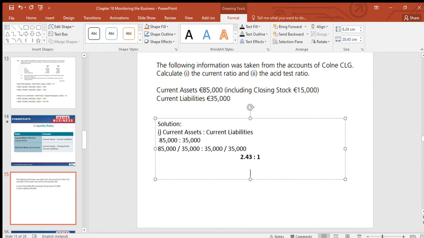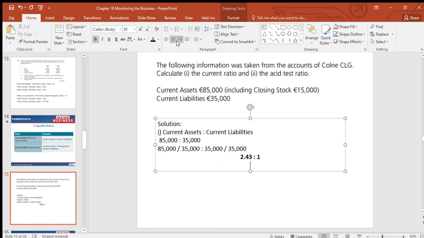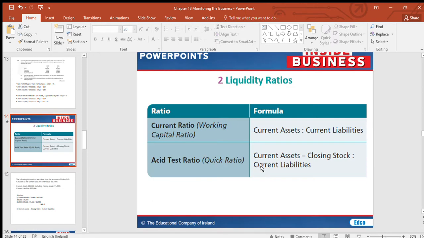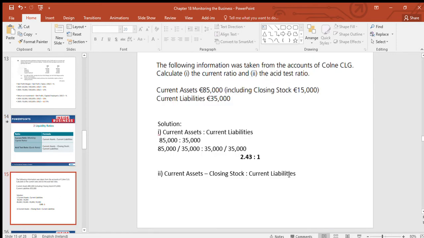The second one that they ask us to get here is the quick asset test ratio. So part 2, the quick asset test ratio is going to be the same formula again, except I have to take into account closing stock. So my current assets minus closing stock is to my current liabilities. So where did I get that formula? Quick ratio: current assets minus closing stock is to current liabilities. This is my second formula they asked me for.